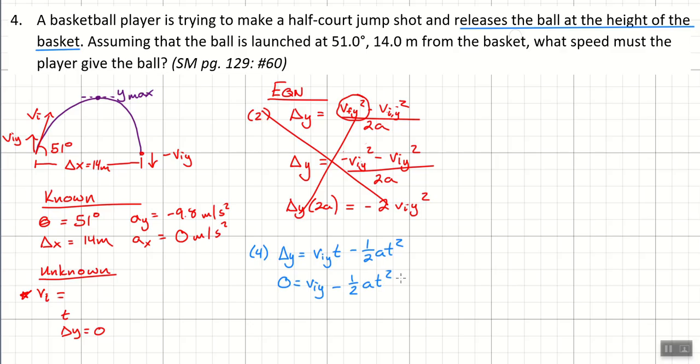What can we do to this to start playing around with it? Rearrange it. What's the natural first choice? Oh, I wouldn't take the square root yet. Okay, we could add the 1/2 at squared, right? Or subtract the v_iy t. Or, gosh, what are we really looking for? We could look for time. I'm fine with that. Well, it's set equal to 0 right now, right?